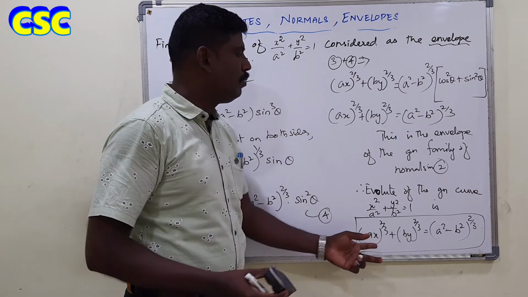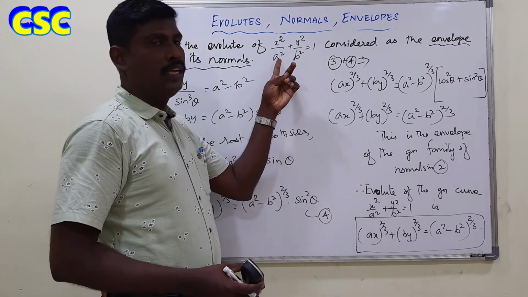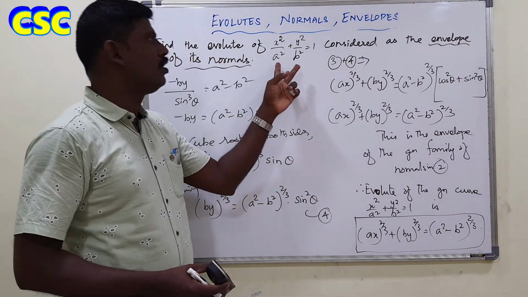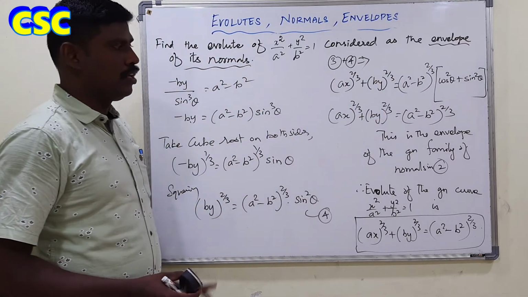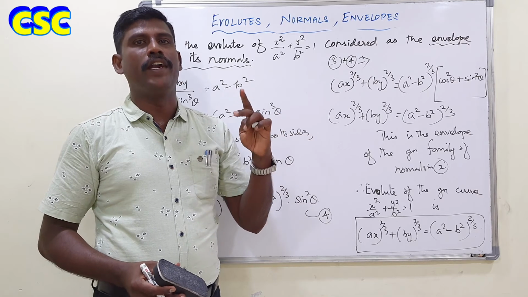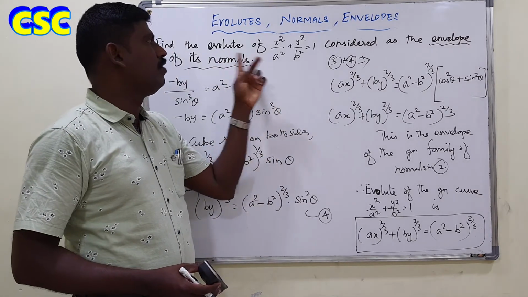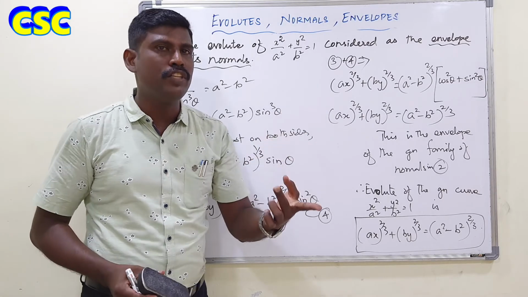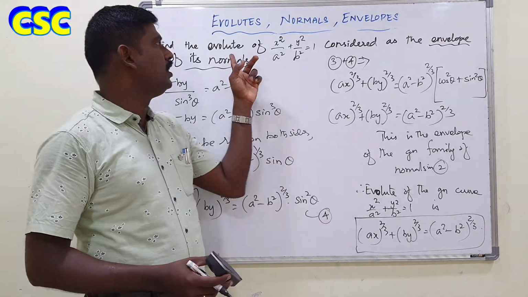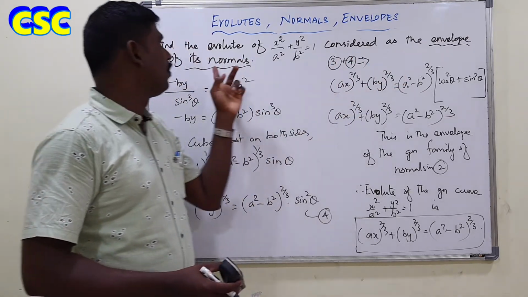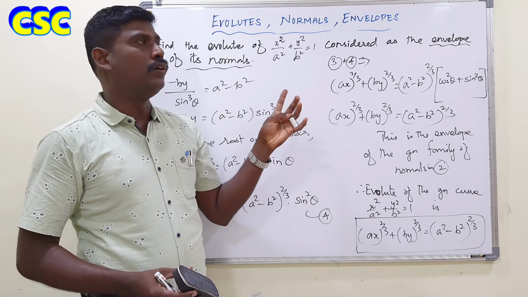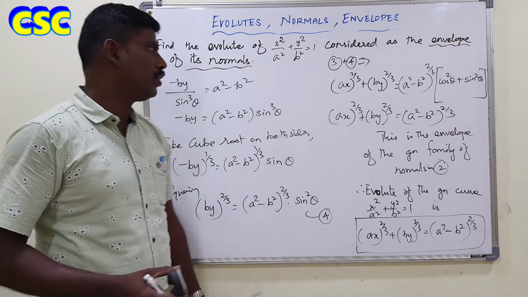Already we found the same result by finding the evolute of the ellipse directly. Here I found the same evolute of the ellipse through the envelope of its normals. So in your examination, suppose they ask you to find the evolute of this curve, you can follow either of these two methods. Suppose they mention particularly to find the evolute of the ellipse considered as the envelope of normals, then you have to follow these steps alone. No need to do the sums directly to find the evolute.